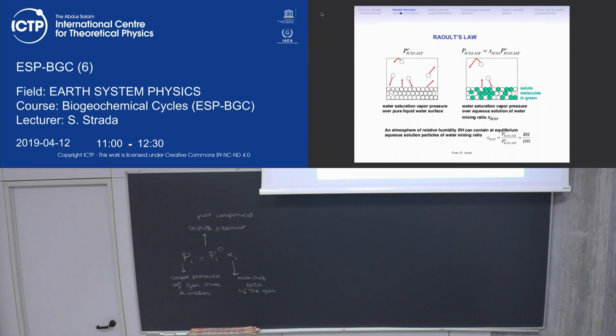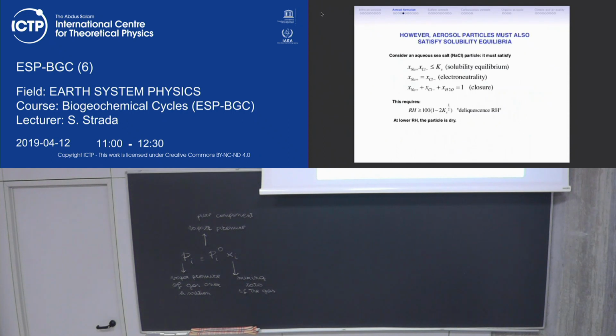So if we now refer to this graphic, here we have defined the vapor pressure in the pure system, the vapor pressure in this reference case, and here, based on Raoult's law, we have defined the vapor pressure over a solution using this reference value and the mixing ratio of the water vapor. And then we can link this definition to the relative humidity of the atmosphere. So in an atmosphere with a given relative humidity, we can calculate the water mixing ratio that can be contained at equilibrium, like an aqueous solution particle can contain with this water mixing ratio.